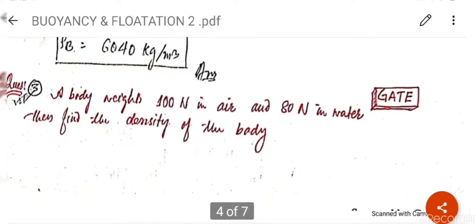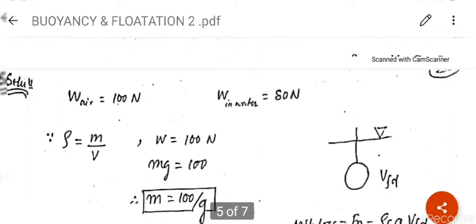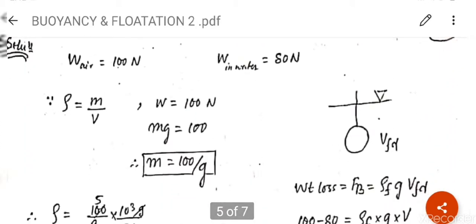Now I am solving another example, which is a GATE question. A body weighs 100 Newton in air and 80 Newton in water, and find the density of the body. This is based on the weight loss of the body concept. Very tricky and good question. Clear? See the solution of this question.